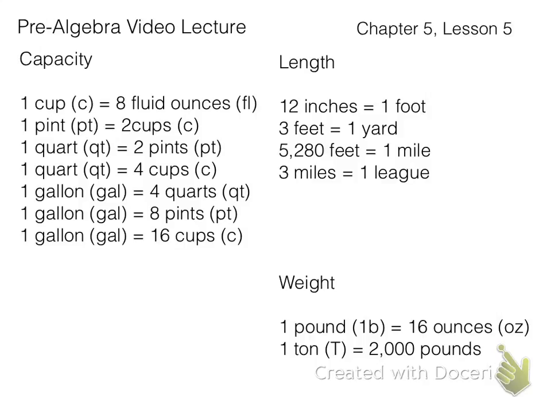So 8 fluid ounces is 1 cup. 2 cups is 1 pint. 2 pints is 1 quart. 4 cups equals a quart. 4 quarts equal a gallon, which means 8 pints equal a gallon, and 16 cups equals 1 gallon. All funky things. I don't expect you to memorize them. I will make sure that they're up during your tests and quizzes, but you need to make sure you have access to the information during your in-class assignments.